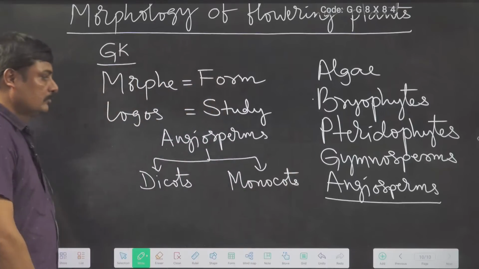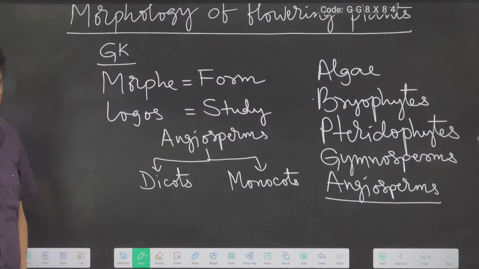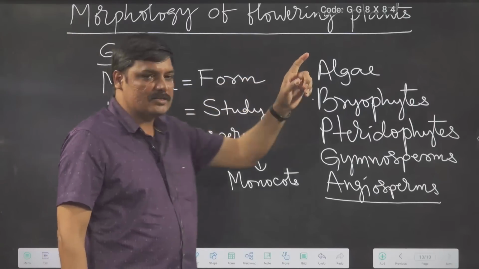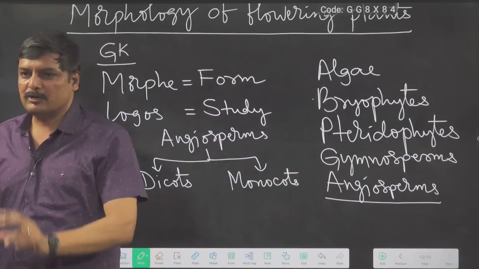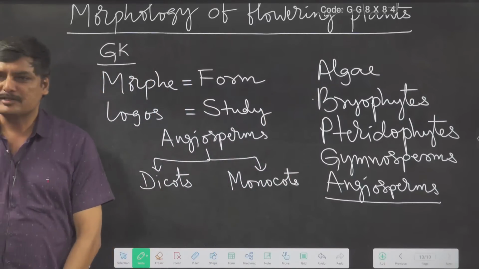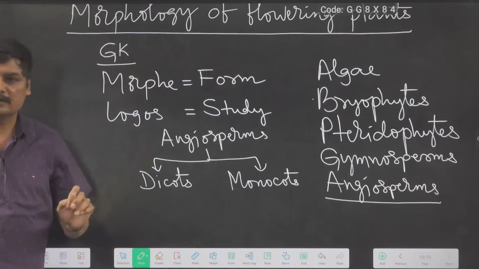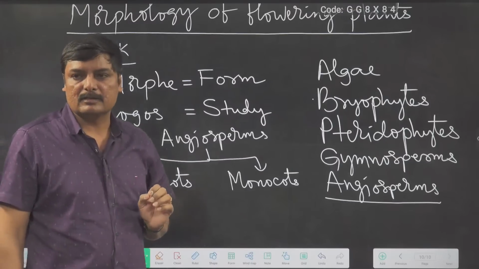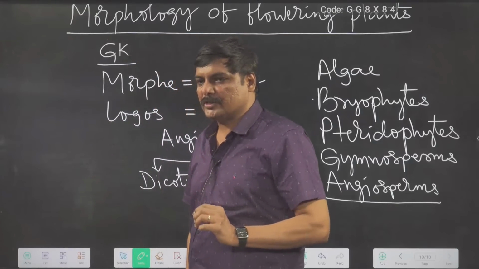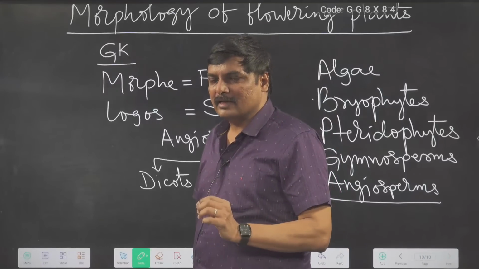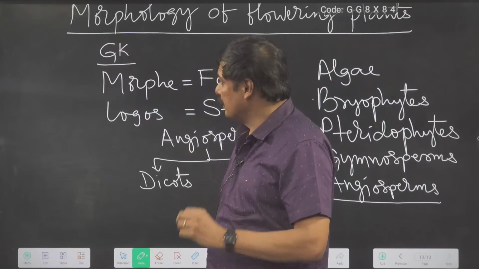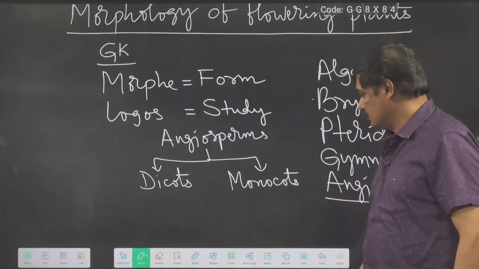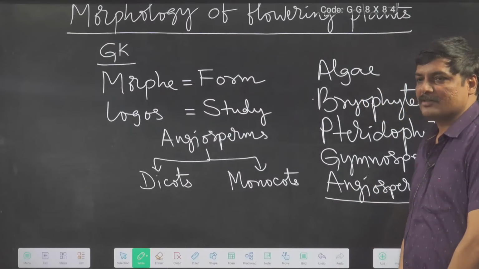Right? I hope you understand, all of you. What is morphology? Which plants are called flowering plants? Just I told you the definitions of these 2. What is morphology? The branch of biology that deals with the study of form, structure, size, color, etc. of organisms is known as morphology. Then which group of plants are called flowering plants? Angiosperms are called flowering plants.